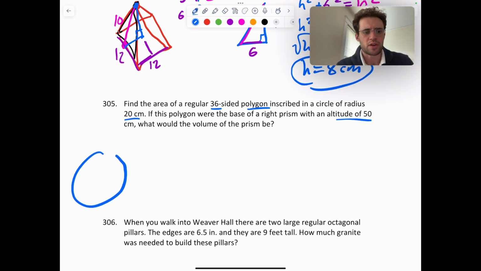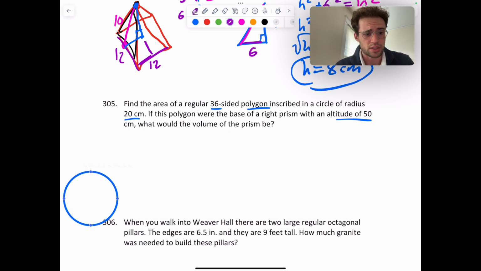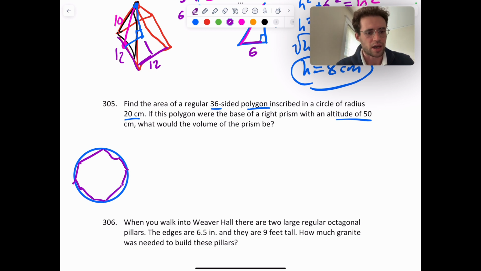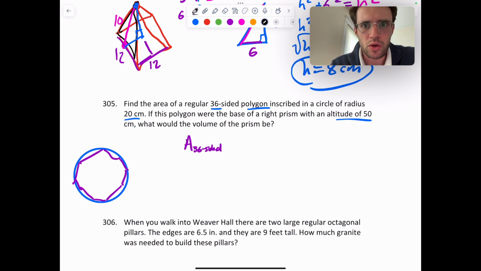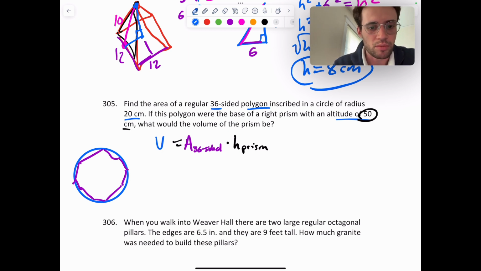So we start by finding the area of this base. We know it's a 36-sided figure. I'm not actually going to draw 36 sides, I'm just going to sketch it with a bunch of lines. It's probably going to look more like an octagon or nonagon, but imagine there were 36 sides there. If we find the area of this 36-sided shape, we'd have to multiply that by the height of the prism. By the height of the prism, I'm talking about this 50 centimeter altitude they're giving us, not the height of any triangle or part of this 2D shape. That would give us the volume of the prism.